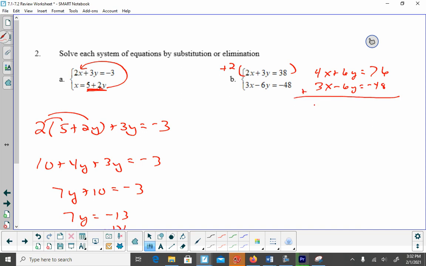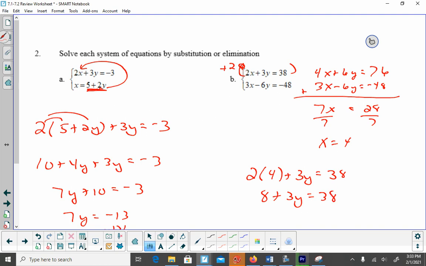When I add, I'm going to have 7x is equal to 28. Divide both sides by 7, and x is equal to 4. I can choose either equation to substitute in 4 for x. I'm going to choose the top equation. So I'm going to say 2 times x, which I just said was 4, plus 3y is equal to 38. So this will be 8 plus 3y is equal to 38. Subtract 8 from both sides, and y will end up equaling 10. So my ordered pair is 4, 10.